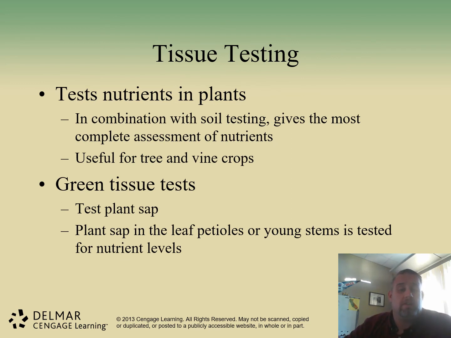Something else that's done quite typically is tissue testing in plants. This is often done in combination with soil testing. You take your soil sample and understand what's in your soil, and then you take a tissue sample and understand what is being taken up. Comparing the two can tell you if there are any issues with your soil or with certain things that may be causing your plants not to be able to take up the nutrients as you'd hope.